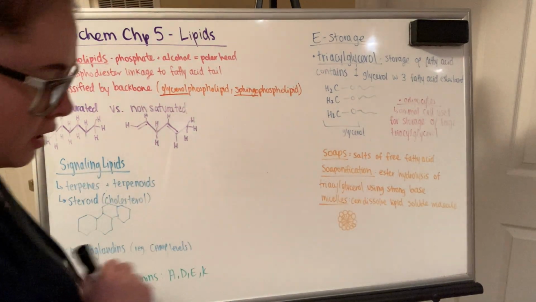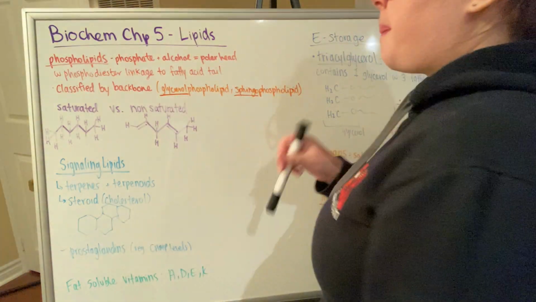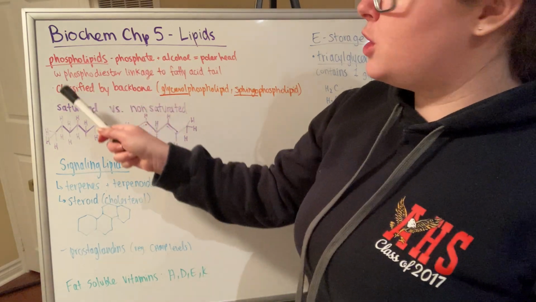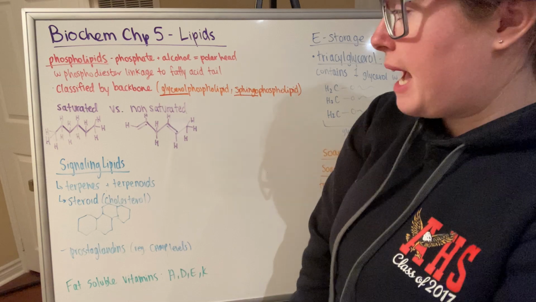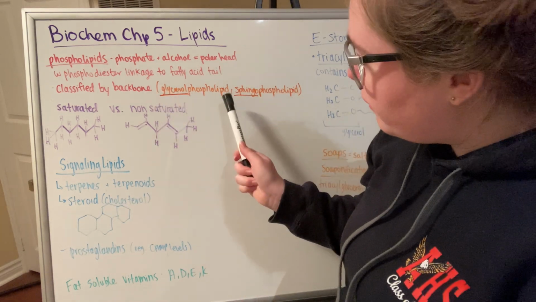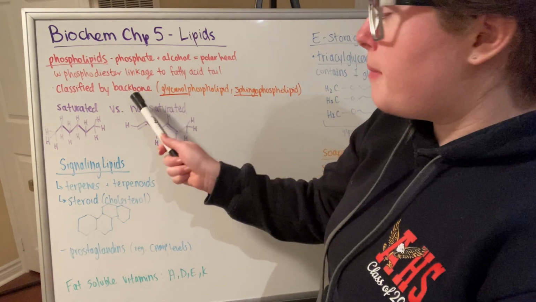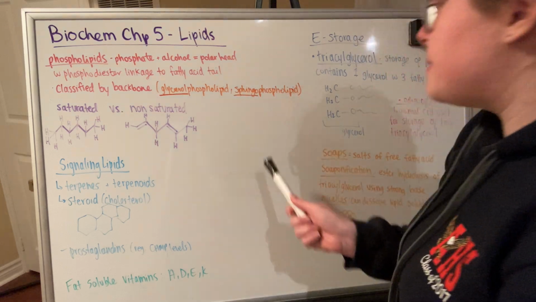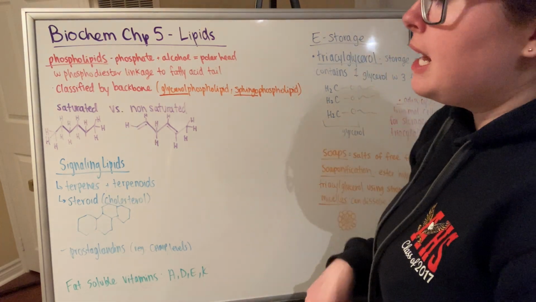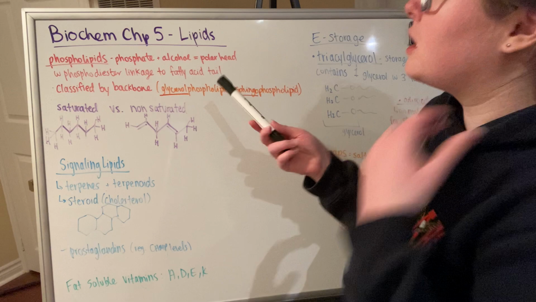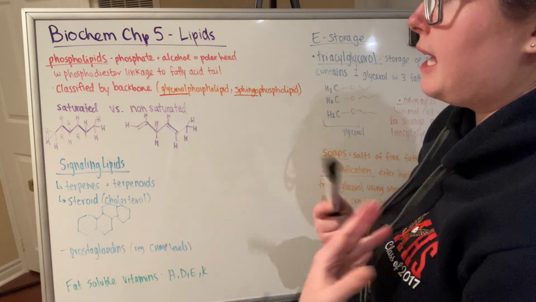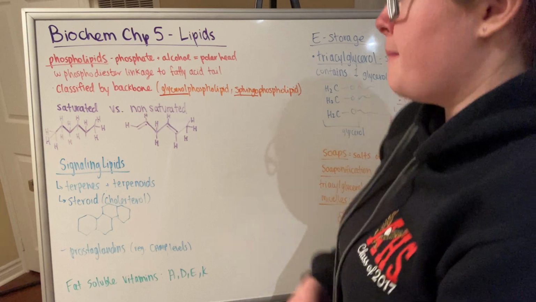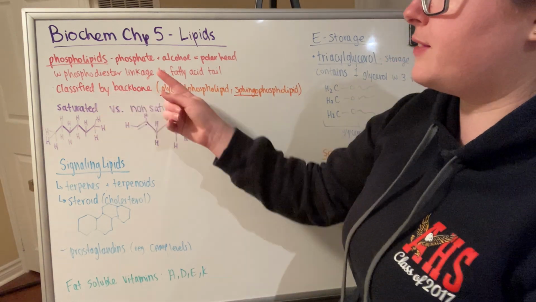All right, so next, let's note that phospholipids are classified by their backbone. So glycerol phospholipids have a glycerol backbone. Sphingophospholipids have a sphingosine backbone. Now you could at this time look these up, be able to recognize them. I did not personally draw them out. I can recognize them though, but I did not draw those out. But just know that they're classified by their backbone.